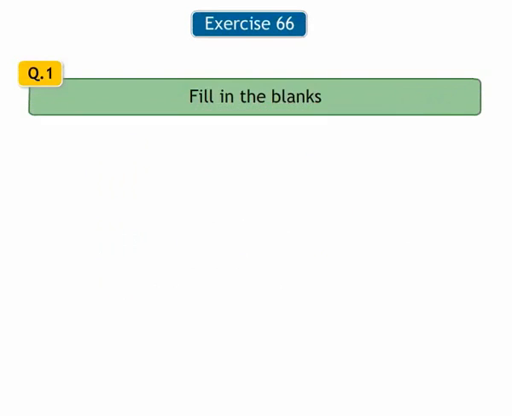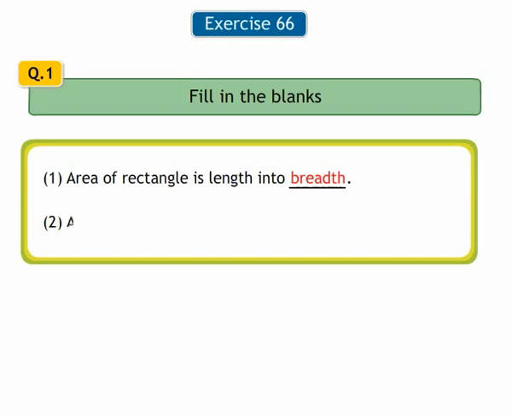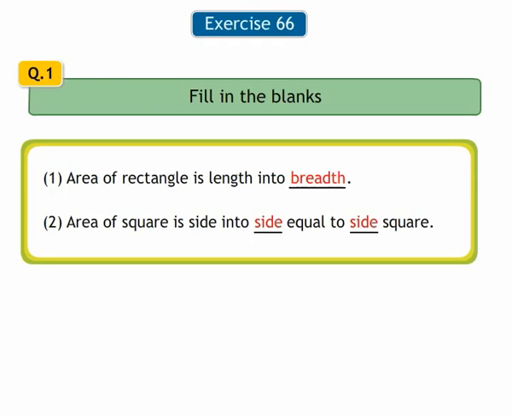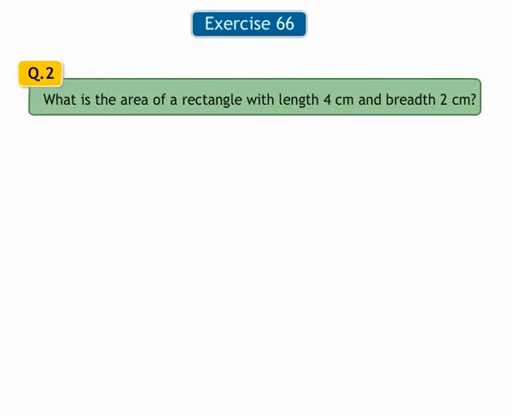1. Fill in the blanks. 1. Area of rectangle is length into breadth. 2. Area of square is side into side equal to side square. 2. What is the area of a rectangle with length 4 centimeters and breadth 2 centimeters?